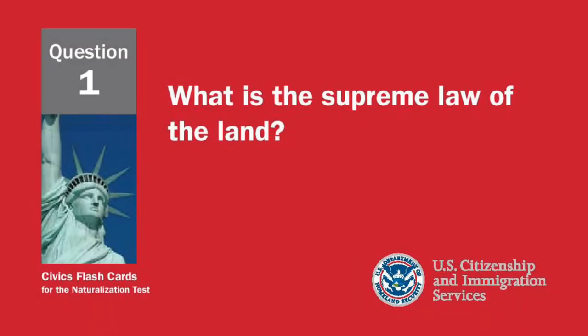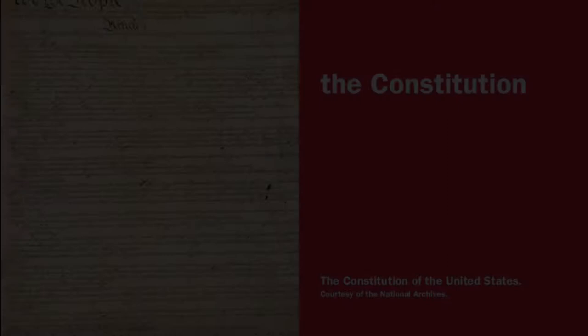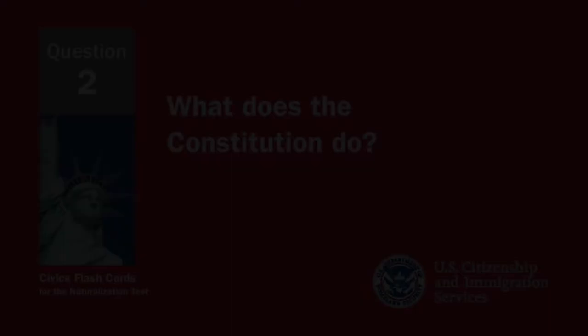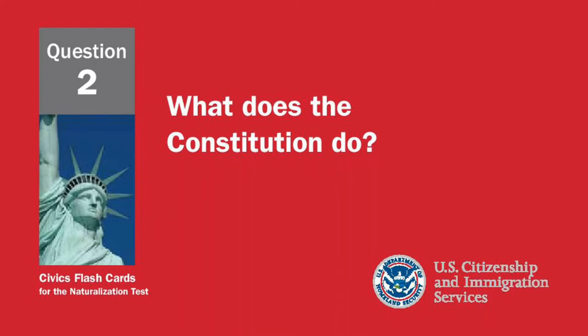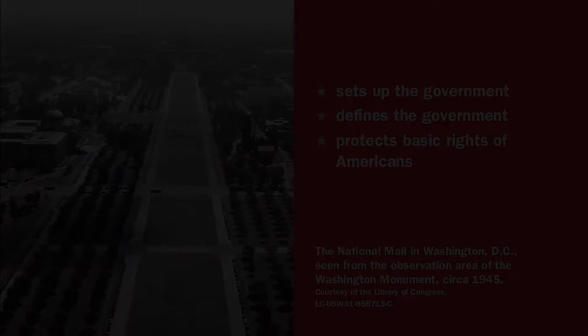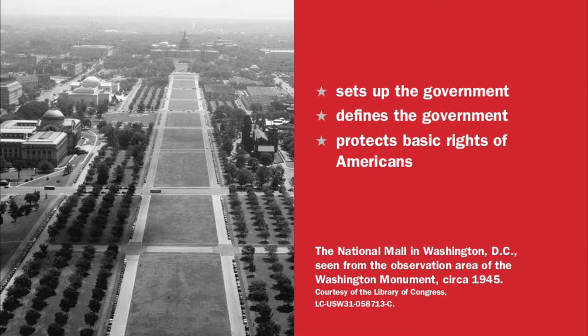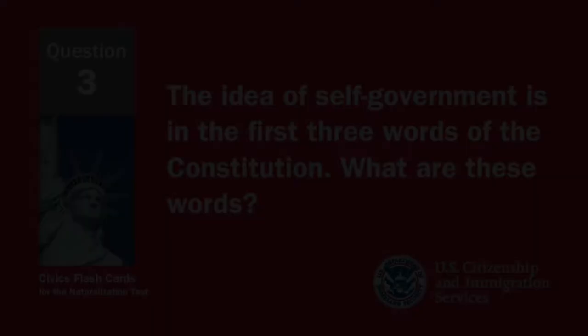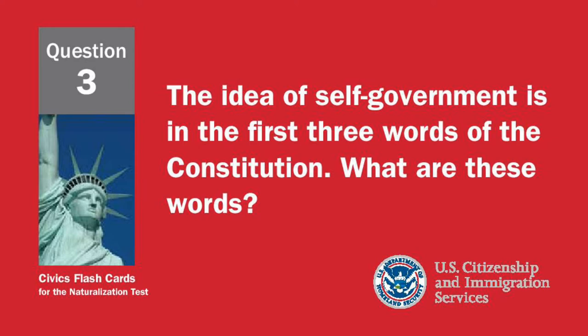What is the supreme law of the land? The Constitution. What does the Constitution do? Sets up the government. Defines the government. Protects basic rights of Americans. The idea of self-government is in the first three words of the Constitution.